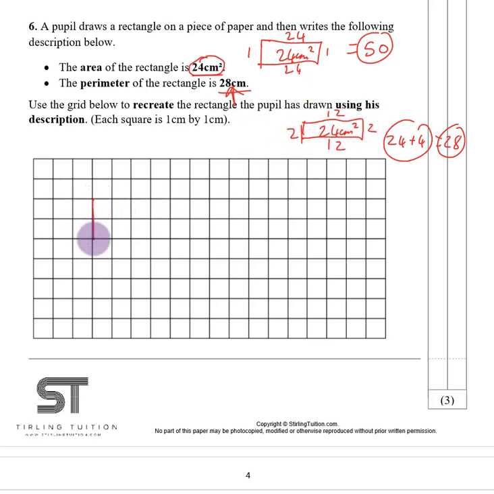So something like this, 1, 2 down, and then we'll go across 1, 2, 3, 4, 5, 6, 7, 8, 9, 10, 11, 12. And then we'll just do the same at the bottom, just making sure. In the AQE you won't have a ruler, so just be as accurate as you can. But effectively you need a rectangle which is 12 by 2, because if you've got your 12 and your 2, that would give you your area of 24 centimeter squares and your perimeter of 28 centimeters.